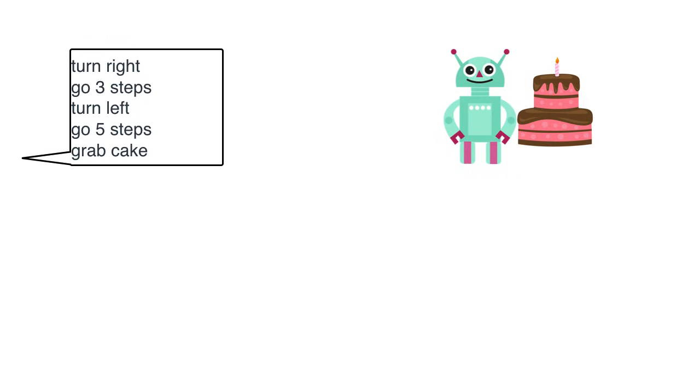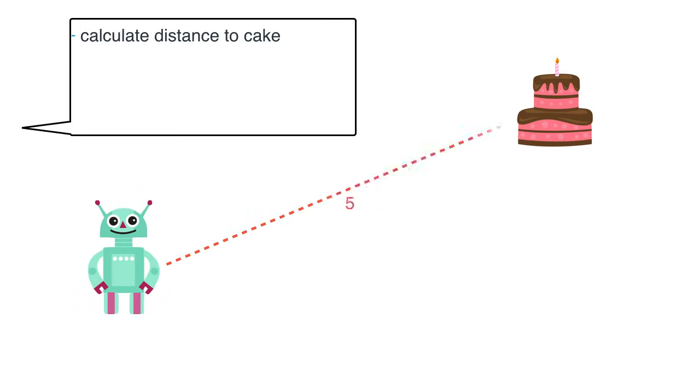So we want a solution that is general. Like we did with the human, we want to take one instruction and give it to the computer, and no matter what the location of the computer, we want to find the cake. So this is what we do. We're going to say, calculate the distance to the cake. So the robot calculates it, and it's 5.